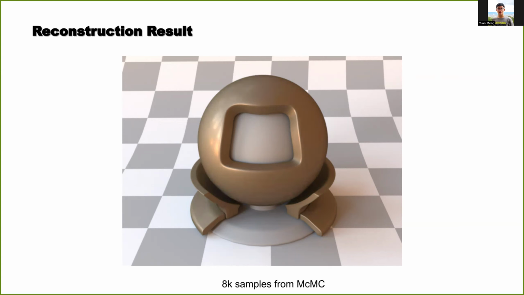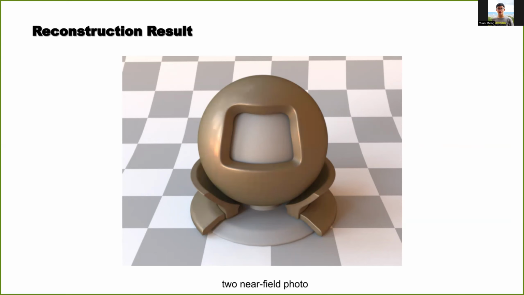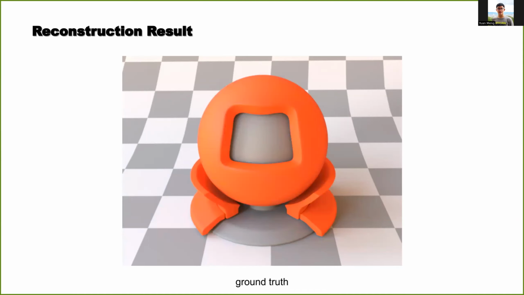So I tried to use more samples to reconstruct this. If I use 8,000 samples sampled from MCMC, then it will perfectly reconstruct the material. But this could be because of overfitting, because I'm reconstructing MERL based on the MERL database. But we do find that if we increase the number of samples, we will probably get a better result.